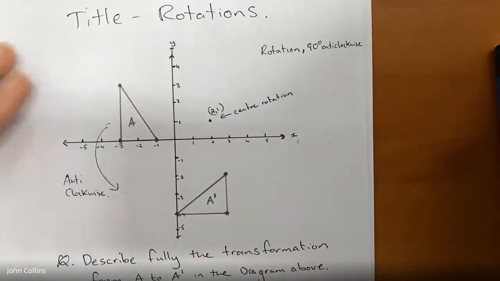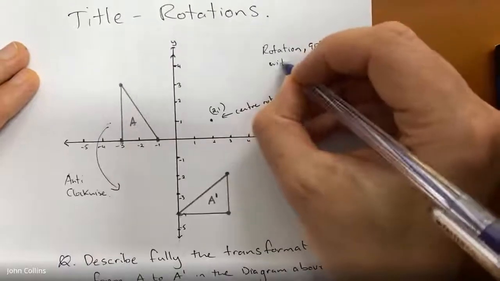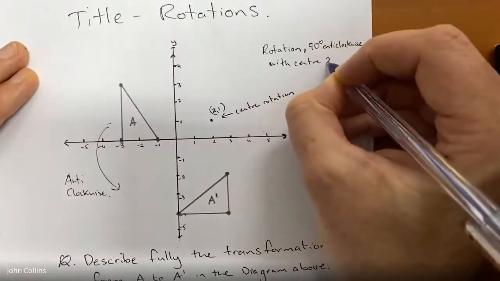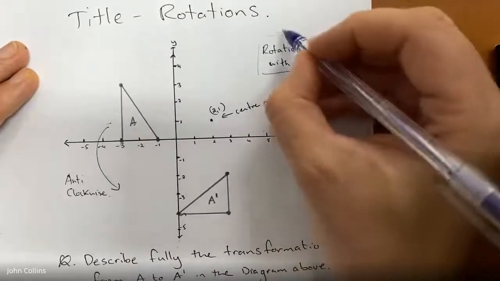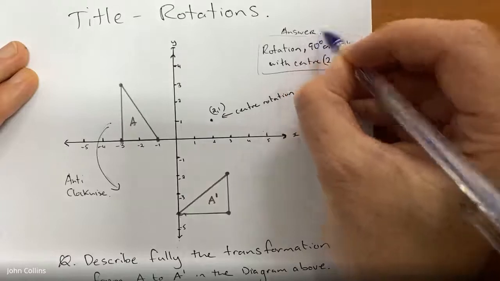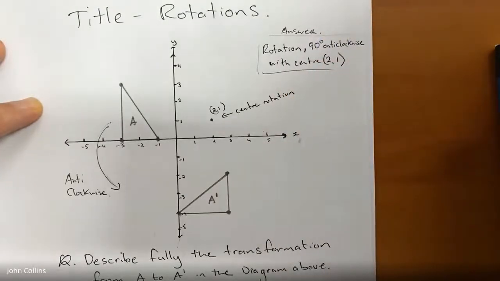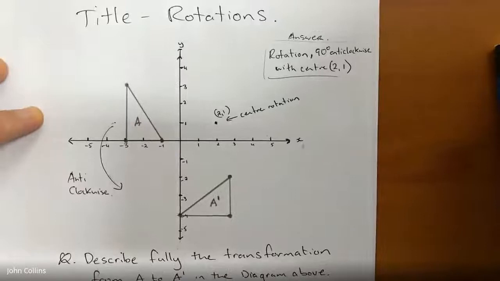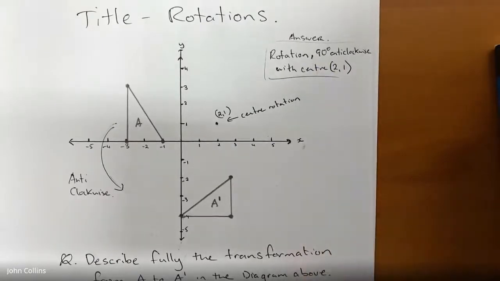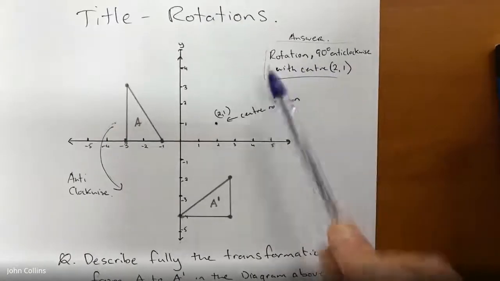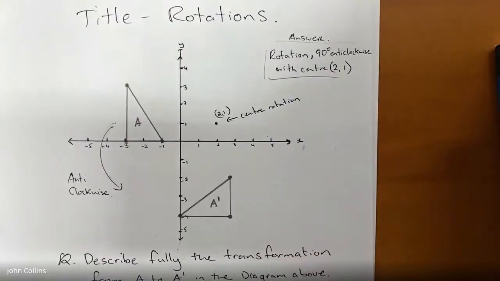Okay, so have I got everything? I'm going to say with center 2, 1. And then, so this is my answer up here. I'm going to highlight that as the answer. So in your notes, you should see how to describe rotation at the bottom. Did I say clockwise or anti-clockwise? I did. I said it was anti-clockwise. Did I say the angle? Yes, I did, 90 degrees. And did I say the center? Yes, I did, 2, 1, and I described it as a rotation. Job done.